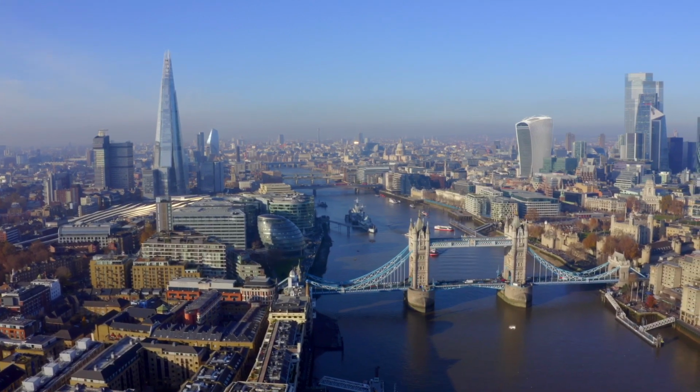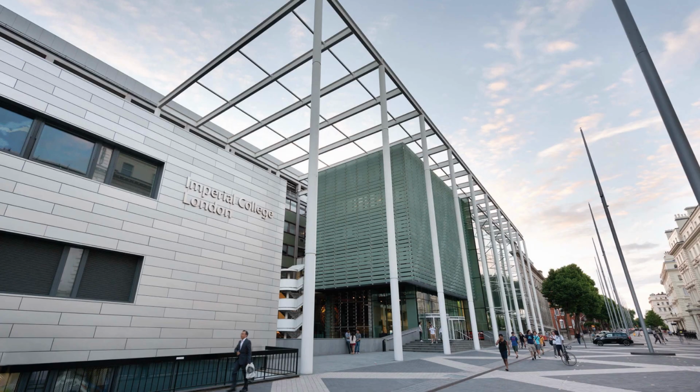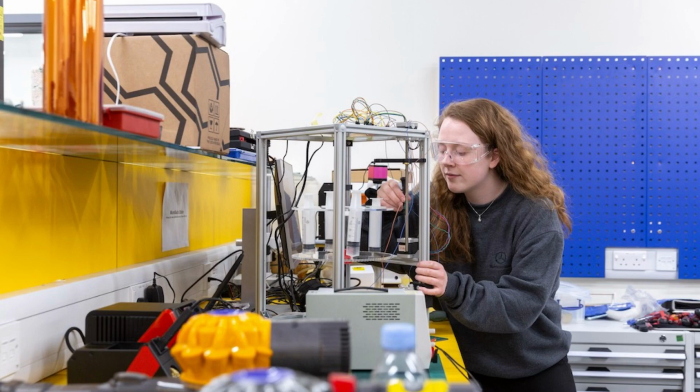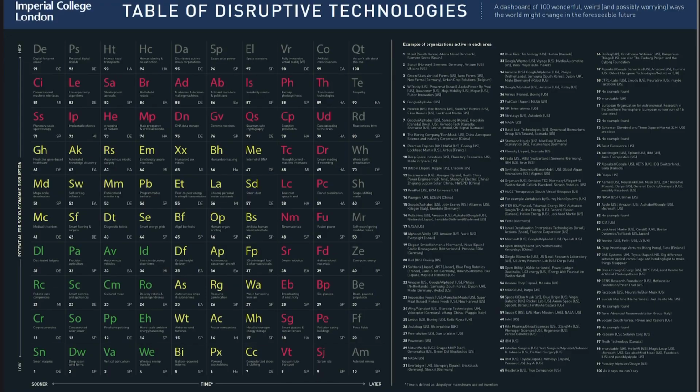Let me take you to London. Let me take you to the Imperial College London and their department called Tech Foresight. At Tech Foresight, they look at the future and they look at disruptive technologies. And what they have done is they have found 100 technologies that they have mapped in what they call the table of disruptive technologies. And here it is. Now, when you first look at it, there's a lot of stuff going on. So let me break it down.